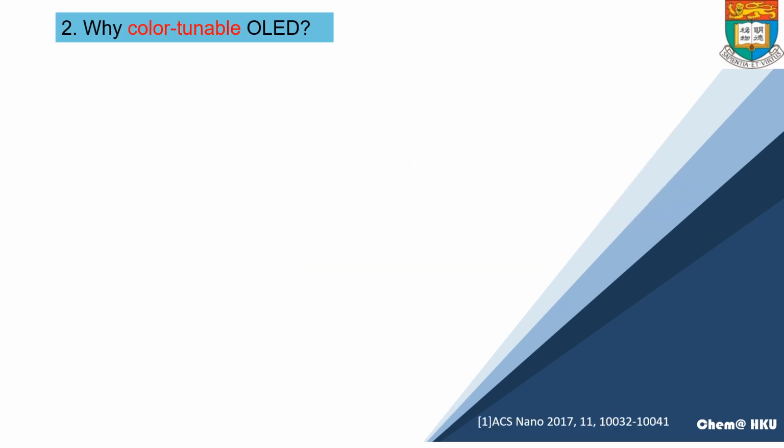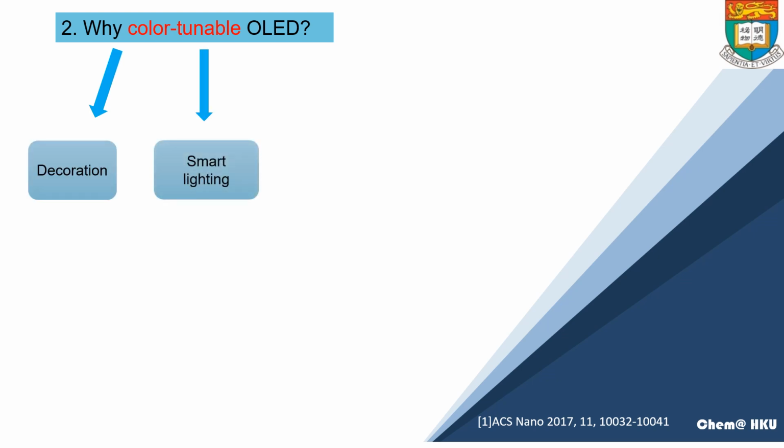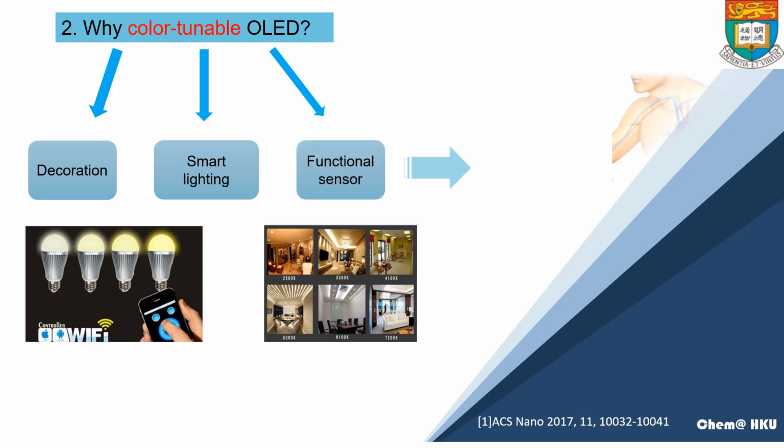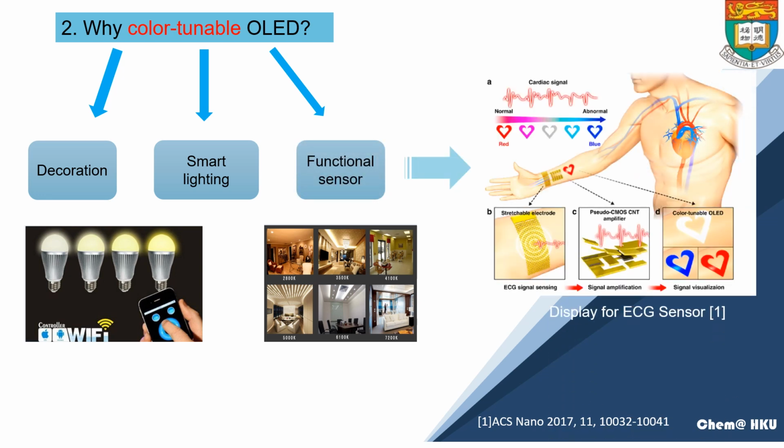Then I will explain why we choose color-tunable OLED. Because color-tunable OLED can be used for decoration and smart lighting, as the picture shows. And what is more, it can be used for functional sensors, such as the display for ECG sensors referred to in this article.